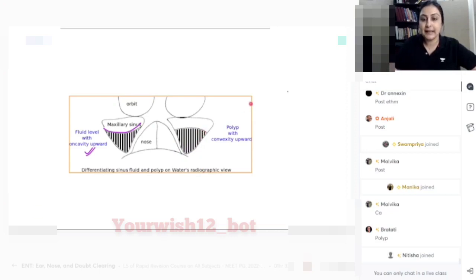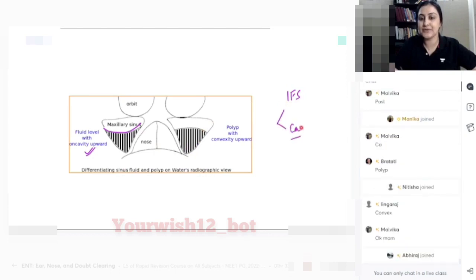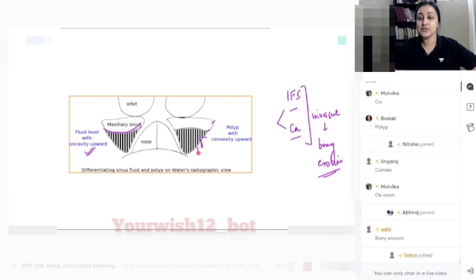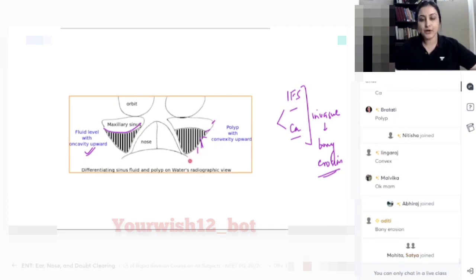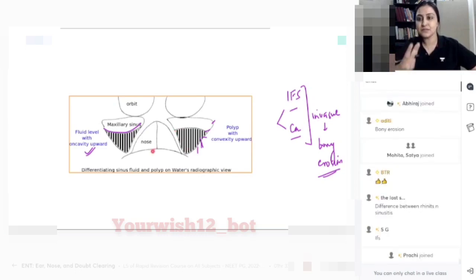Remember two things. Invasive fungal sinusitis, which is IFS, and carcinoma of any maxillary sinus will always be very invasive, and the hallmark would be bony erosion or bony destruction, right? It would not follow the margins of the bones. It would always erode, so it would not respect the bony margins, it would erode into the soft tissues. All right, so this is about the difference in general. Rhinitis is nasal, sinusitis is sinus, yes?